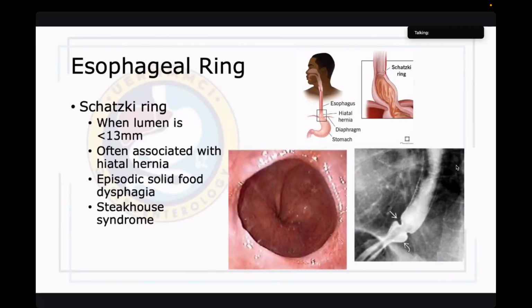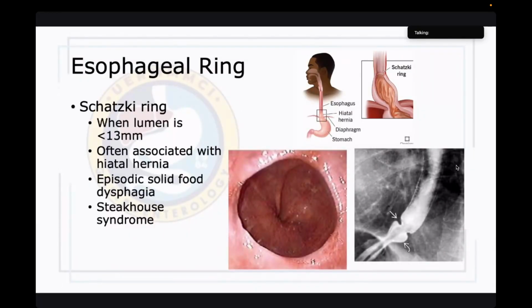A specific form of lower esophageal mucosal ring is what we call the Schatzki ring. Here, the diameter of the lumen is less than 13 millimeters. And with this diameter, in general, not just for esophageal rings, but for other conditions of the esophagus as well, patients usually start feeling solid food dysphagia.